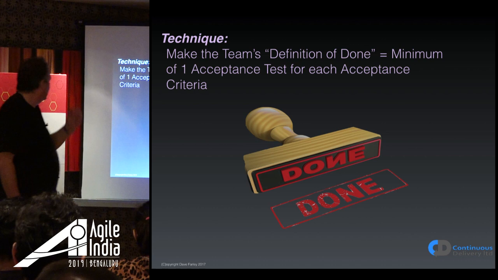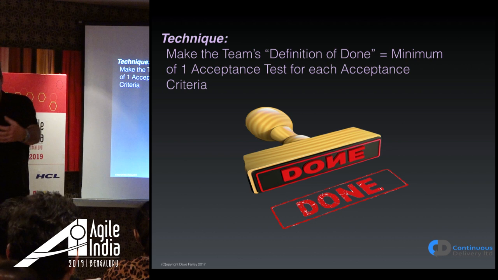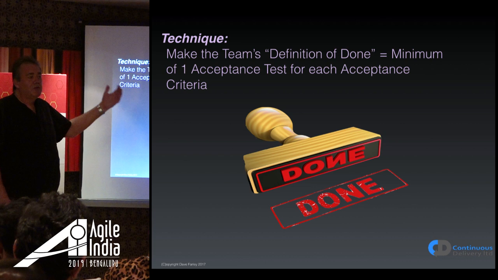So next, make the definition of done a minimum of one acceptance test per criterion. This plugs it into the development process. It means that you're driving the development process from testing, initially from these behavioral specifications for the system, from the perspective of an external user of the system.